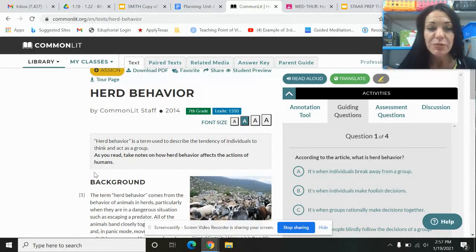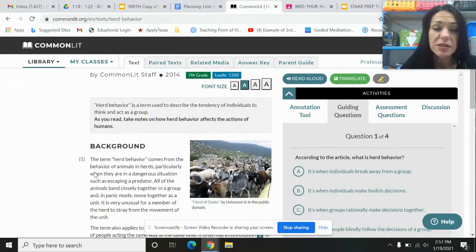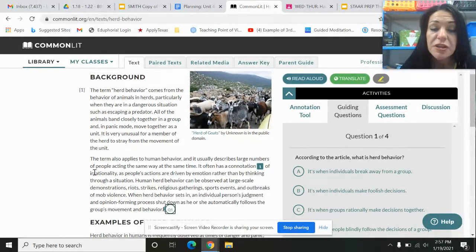Herd behavior is a term used to describe the tendency of individuals to think and act as a group. As you read, take notes on how herd behavior affects the actions of humans. Here's a little background. The term herd behavior comes from the behavior of animals in herds, particularly when they are in a dangerous situation such as escaping a predator. All of the animals band closely together in a group and in a panic mode move together as a unit. It is very unusual for a member of the herd to stray from the movement of the unit.